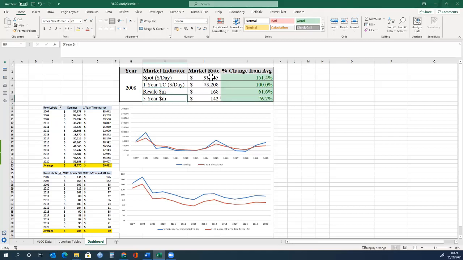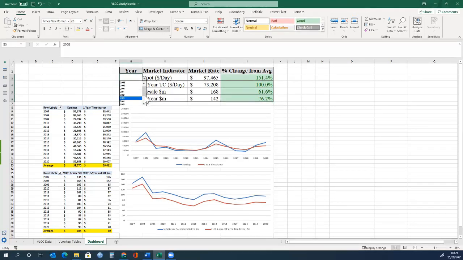In 2008, market indicators were showing a healthy market, illustrated by the green colour. These are the percentage change from the previous year. From 2007 to 2008, we see a 151% increase in spot earnings, 100% increase in 1-year time charter earnings, nearly 62% in the value of new resale VLCCs and 76% increase in the value of a 5-year-old VLCC.